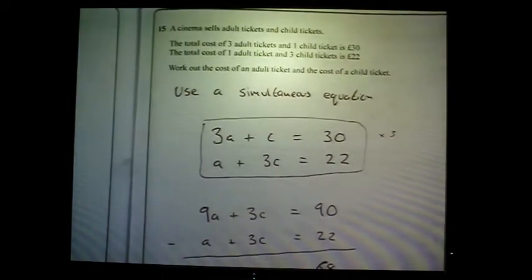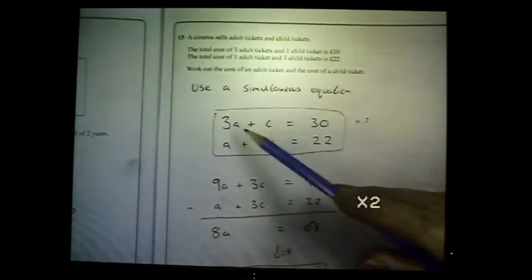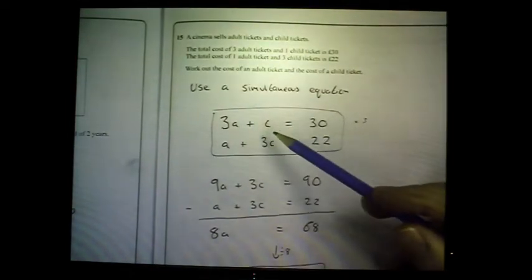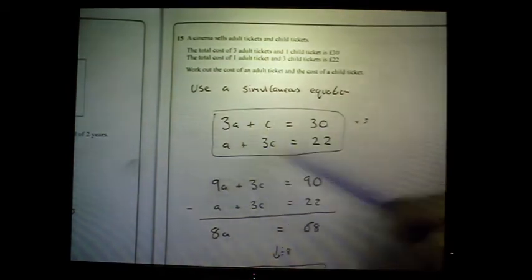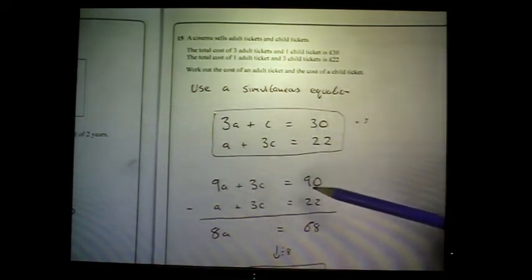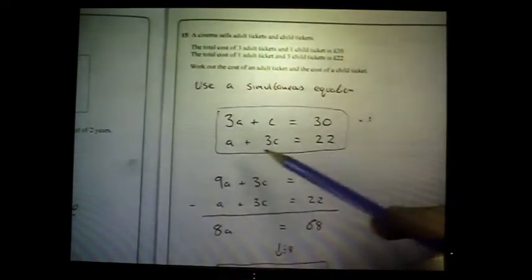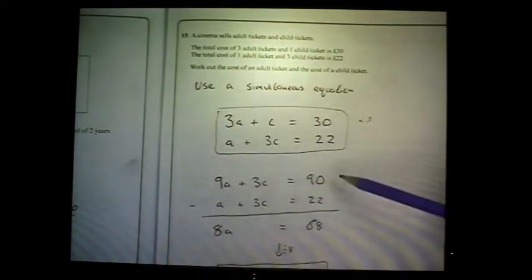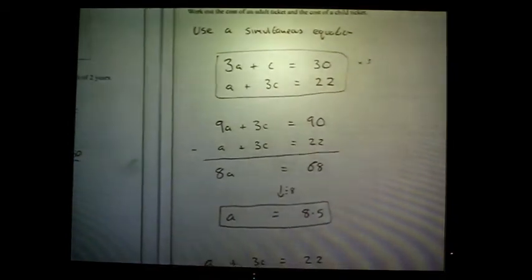Right, here's how I solved it. You've got to get your A's or C's the same. I've decided to multiply all of the top by 3 because I'm going to get my C's the same. So 3 lots of 3A is 9A, 3 lots of C is 3C, and 3 lots of 30 is 90. That's called multiplying through by 3, because I multiplied everything by 3. And this line here, I keep the same. I've got a positive 3C and a positive 3C. How do I get rid of them? Do I add up or take away? Well, I subtract, so that's what I've done.